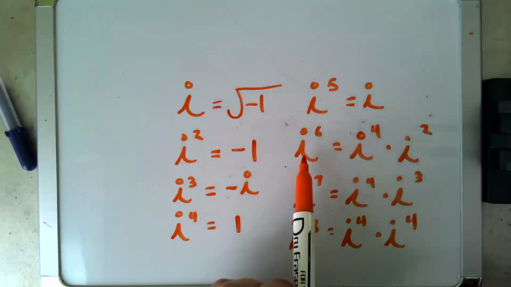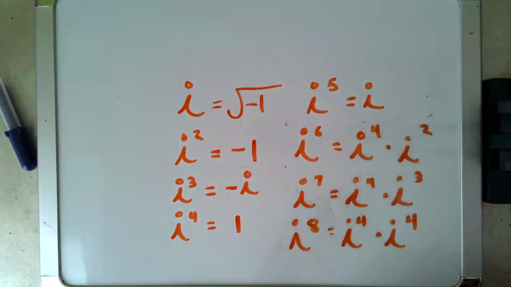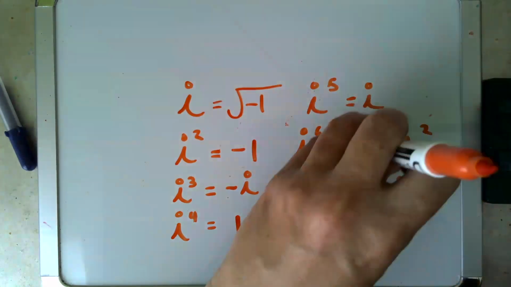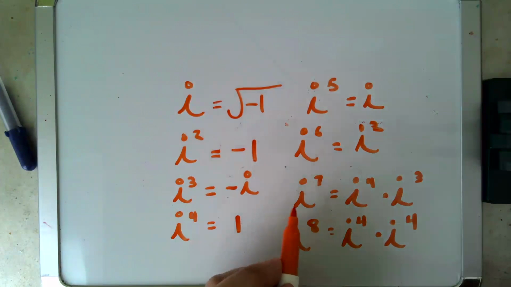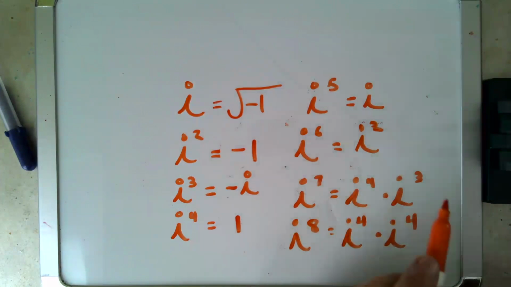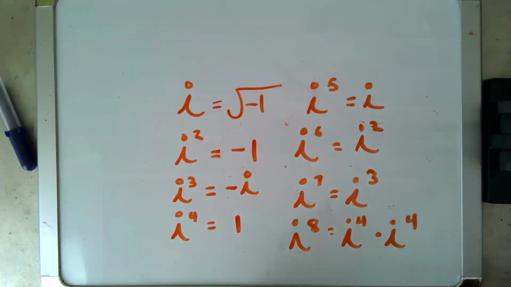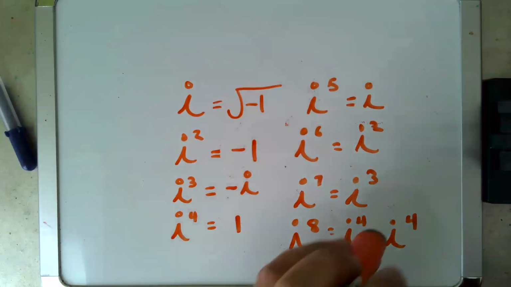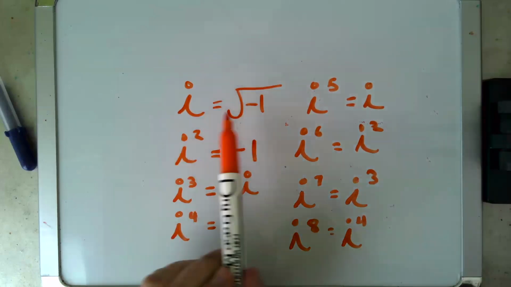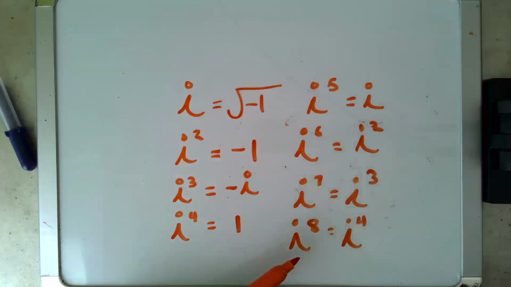i to the sixth could be rewritten as i to the fourth times i squared, or just i squared. i to the seventh equals i to the fourth times i to the third, or i to the third. And i to the fourth times i to the fourth could be rewritten just as i to the fourth. And this pattern will continue every 4.